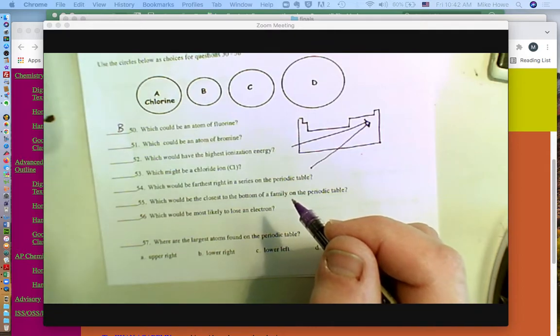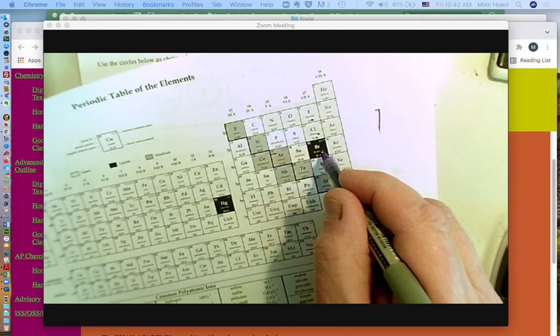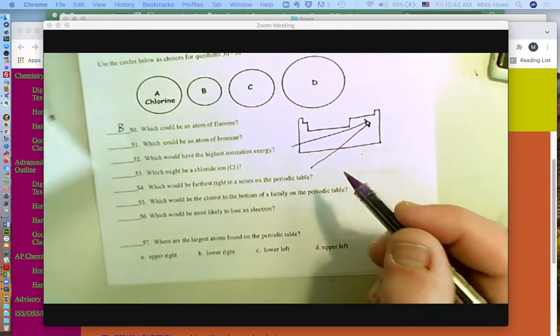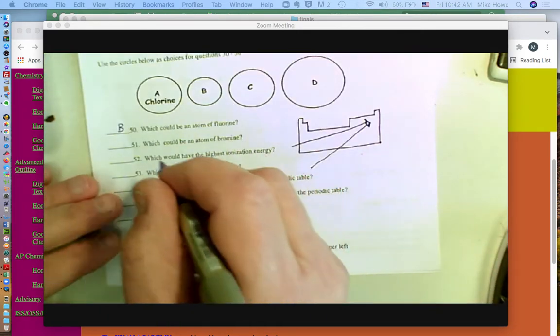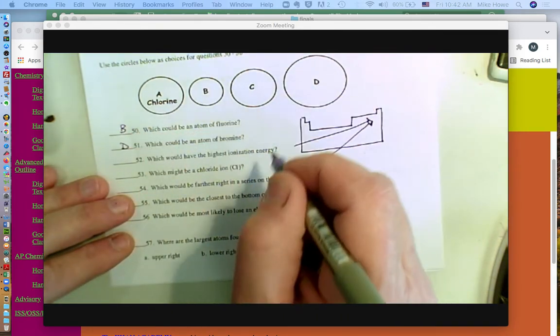Which could be an atom of bromine? Well, let's see, chlorine is here, bromine's here, so bromine's further down, so bromine would be bigger. So the bromine would be D, that's bigger.